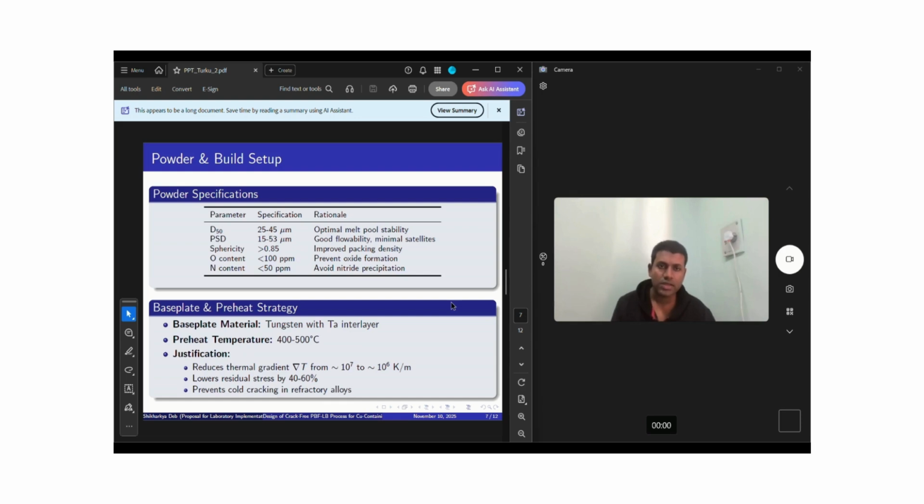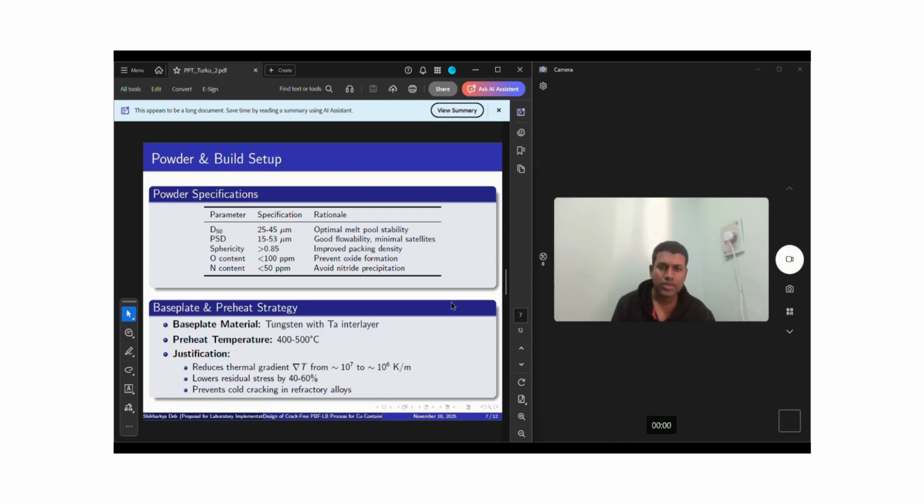Next comes the chemical purity, which includes oxygen to be less than 100 parts per million, because oxygen forms oxide inclusions that act as stress concentration and crack initiation sites, impair metallurgical bonding between particles, and can create brittle phases at grain boundaries. Nitrogen has to be less than 50 parts per million. Nitrogen can form hard brittle nitrides that reduce toughness, provide sites for crack initiation, and can interfere with precipitation strengthening.